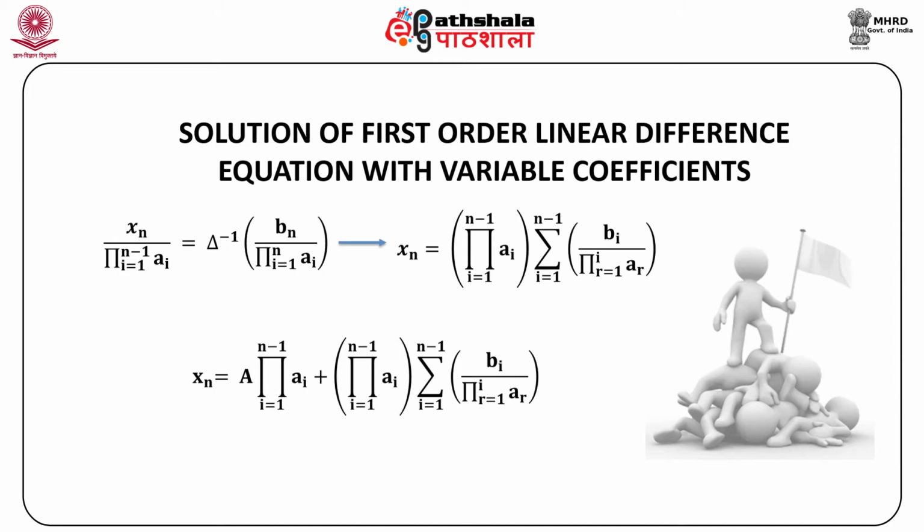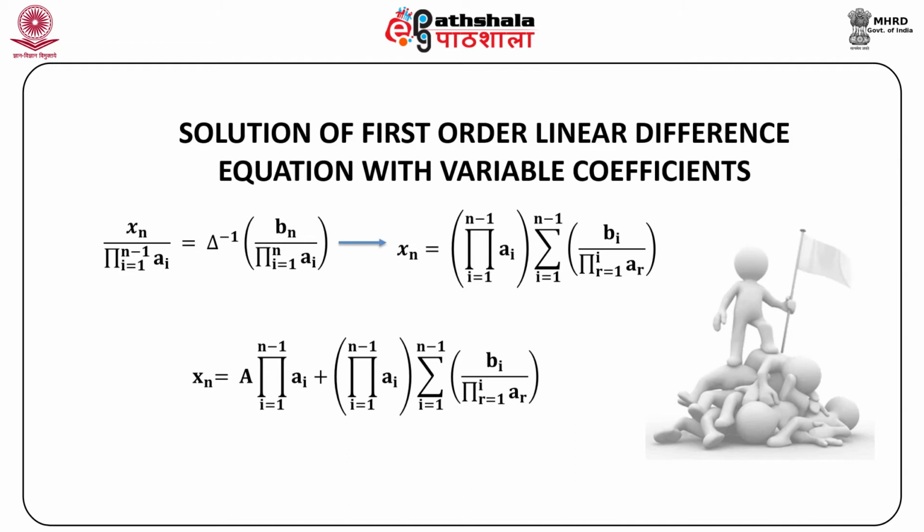One particular solution to this is xn divided by the product from i = 1 to n-1 of ai is equal to delta^(-1) (bn divided by the product from i = 1 to n of ai), which is the same as xn equal to the product from i = 1 to n-1 of ai times the summation from i = 1 to n-1 of (bi divided by the product from r = 1 to i of ar).